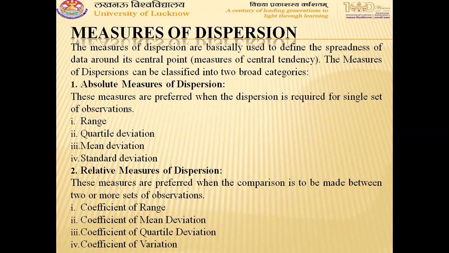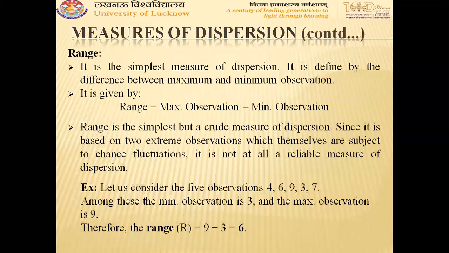The main absolute measures of dispersion are range, quartile deviation, mean deviation, and standard deviation. And the main relative measures of dispersion are coefficient of range, coefficient of mean deviation, coefficient of variation, and coefficient of quartile deviation. So first we will go for the absolute measures of dispersion.